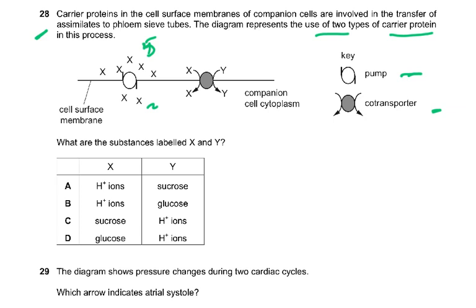So X has to be H positive ions, and along with it is sucrose, so it has to be A. Can't be glucose. Sucrose is co-transported with the hydrogen ions. Please remember that. That is something which you must know. It's not something that you can forget and sometimes say it's glucose, sometimes say it's sucrose.